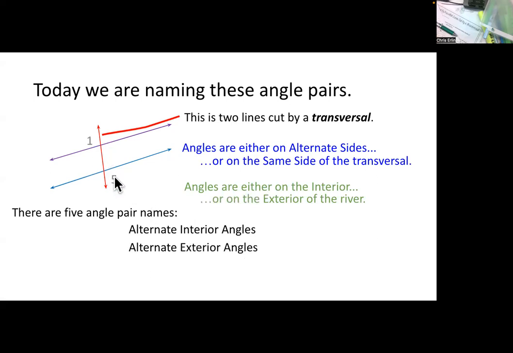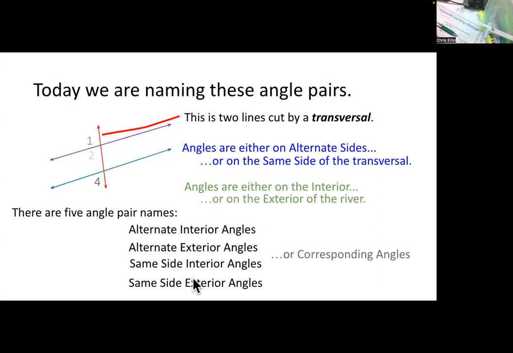These two are on alternate sides, but exterior to the river, so they're alternate exterior angles. These two are what? Same side, interior. What are we missing? Same side exterior. Good. Can you visualize where the same side exteriors would have to be? Like maybe up here or over here. Same side exterior. And then there's one more name, a fifth name.